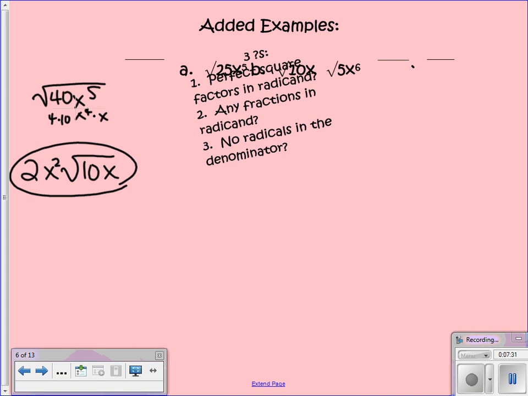Because I can split the 40 into 4 times 10, which is 2 on the outside, 10 on the inside. x to the 4th and x make x to the 5th, and the square root of x to the 4th is x squared. x stays inside the radical.